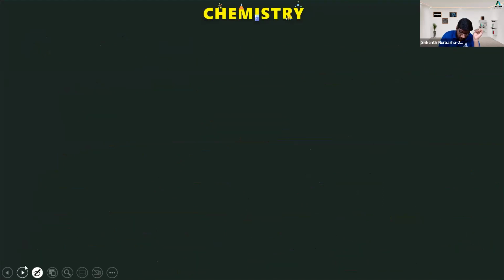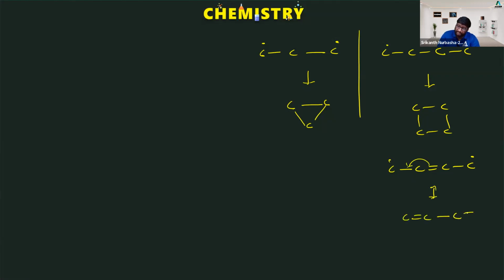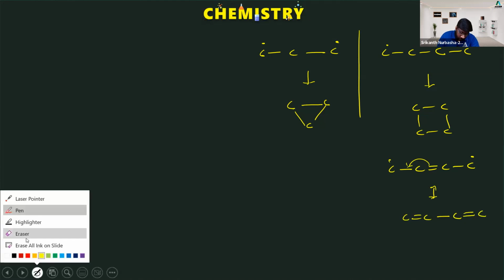Like on the first and third positions, 1,3 elimination means on the first and third carbons we have lost groups. So they will form the respective diradicals, and those diradicals can combine to form the respective cyclopropanes. 1,4 elimination can also lead to the formation of cyclobutane, and in the case of a conjugated system, 1,3 butadiene can also be formed.